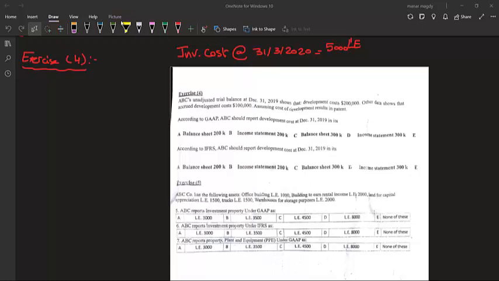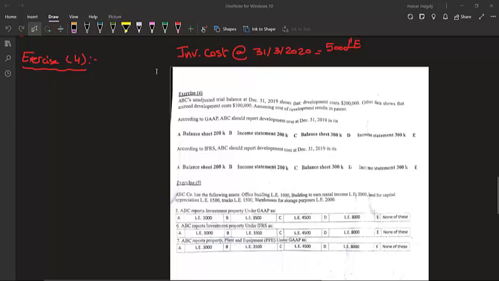Secondly, regarding development cost or research and development in general, under GAAP there is no such specific category, so it is expensed in the income statement, while under IFRS there is a specific account for development costs, so it is reported in the balance sheet.